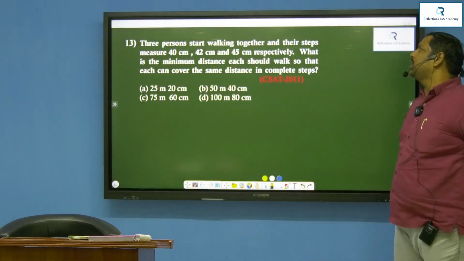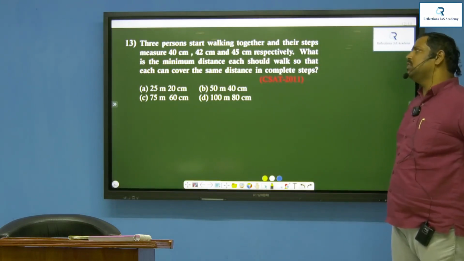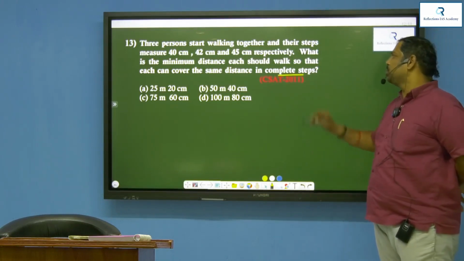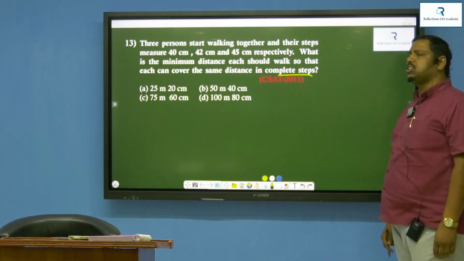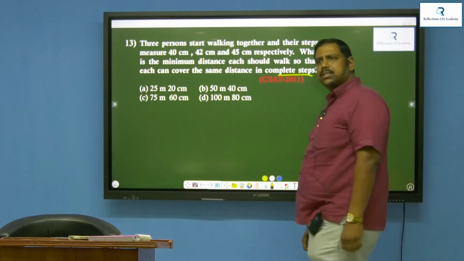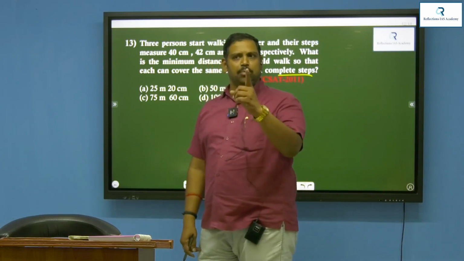Three persons start walking together and their steps measure 40 centimeters, 42, and 45 centimeters respectively. What is the minimum distance each should walk so that each can cover the same distance in complete steps? The most important words are complete steps. Suppose I am the first person. My step is 40. If I go with 2 steps, 80; 3 steps, 120. So the distance should be a multiple of 40.